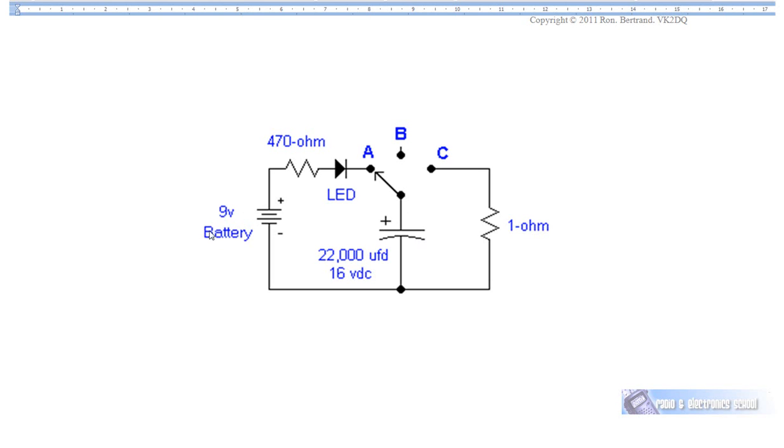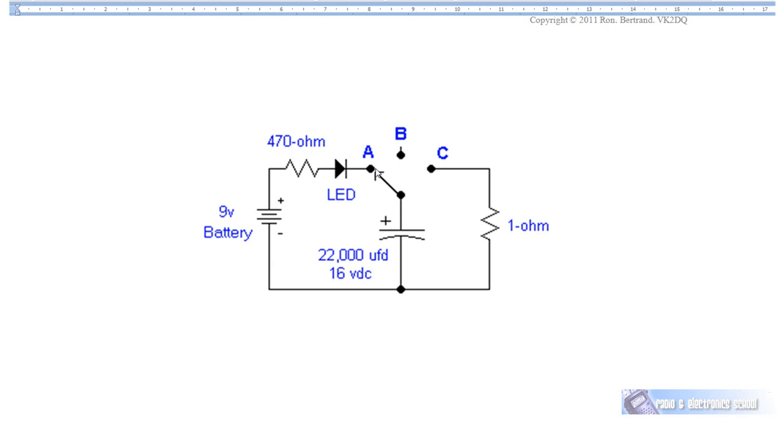We've got a 9-volt battery. That's the symbol for a battery. The large wire is positive, the small wire is negative. We're connecting the battery to the capacitor through a resistor and a light emitting diode when the switch is in position A. The light emitting diode's there just to tell us that current is flowing. And the 470 ohm resistor is to limit the amount of current flowing.